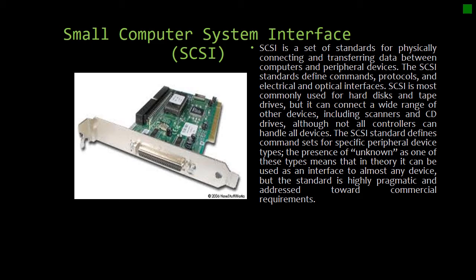Another type of bus is the Small Computer System Interface or the SCSI. This is a set of standards for physically connecting and transferring data between computers and peripheral devices. The SCSI standards define commands, protocols, and electrical and optical interfaces. SCSI is most commonly known for hard disk and tape drives, but it can connect a wide range of other devices including scanners and CD drives, although not all controllers can handle all devices.